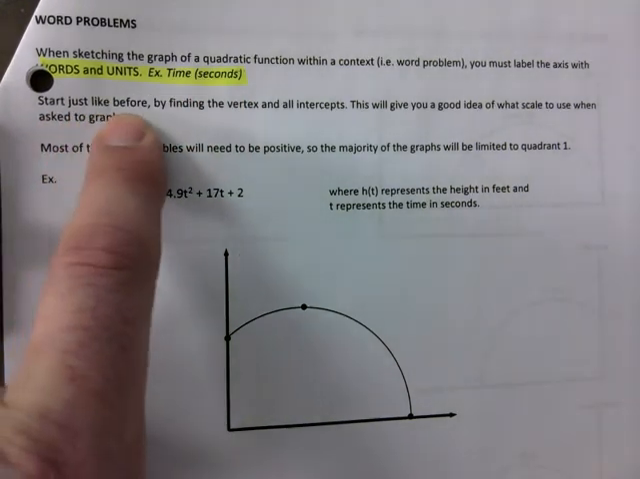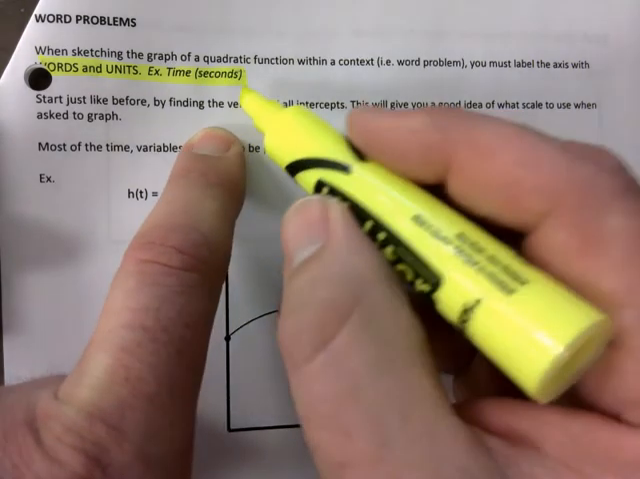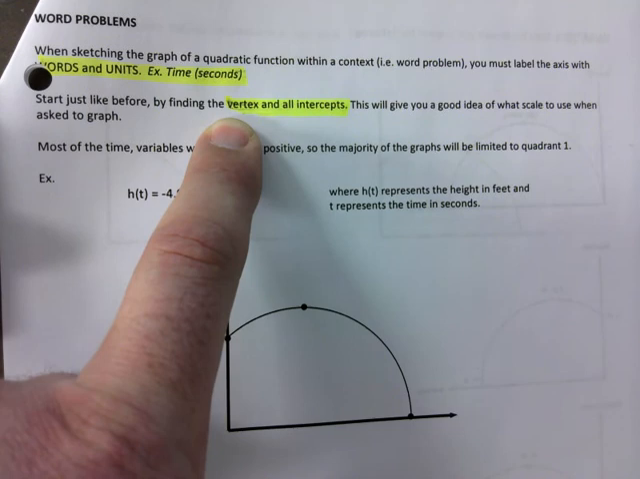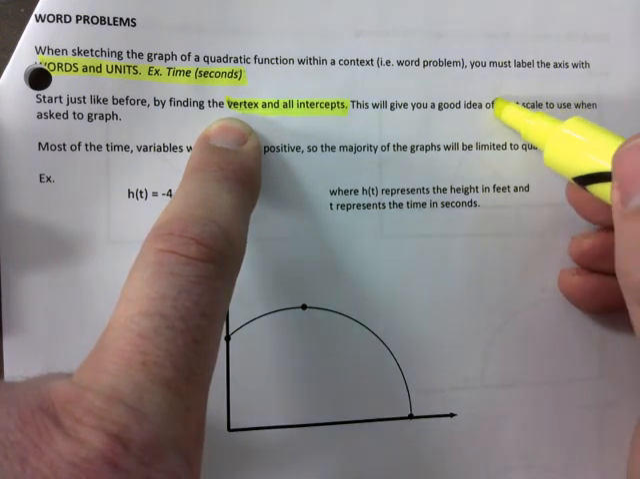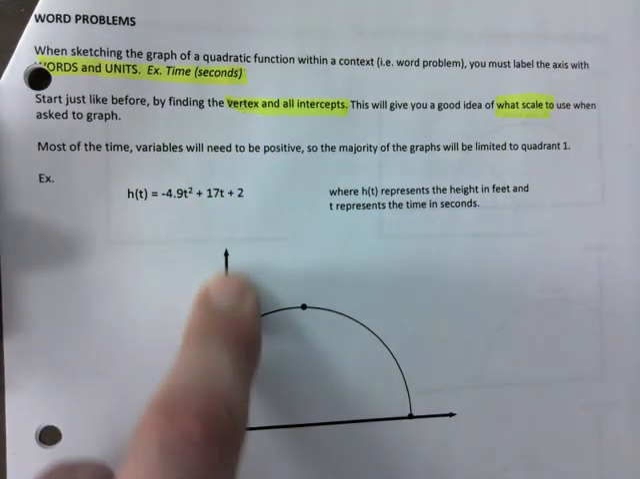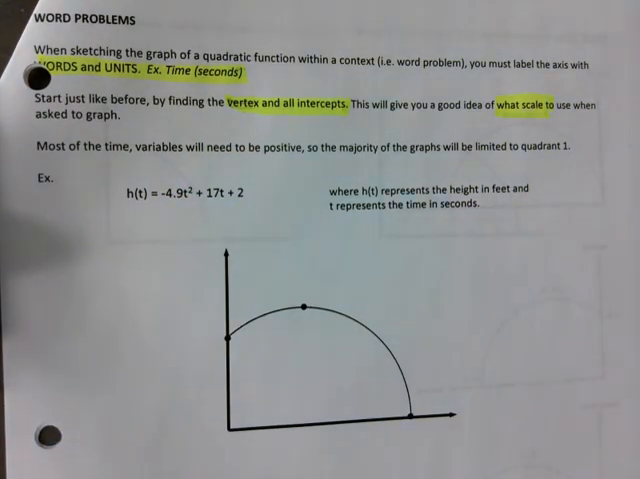Start just like before by finding the vertex. You need to find the vertex and the intercepts. This will give you a good idea as to what scale to use. To determine the scale, you need your intercepts and your vertex.